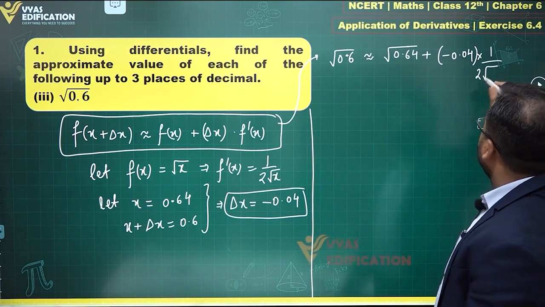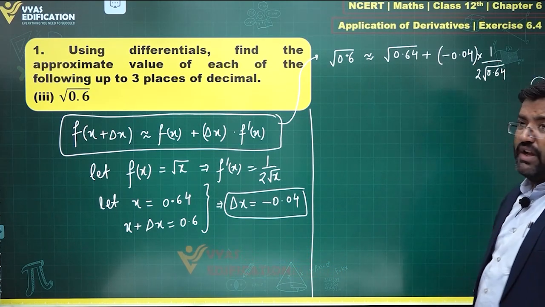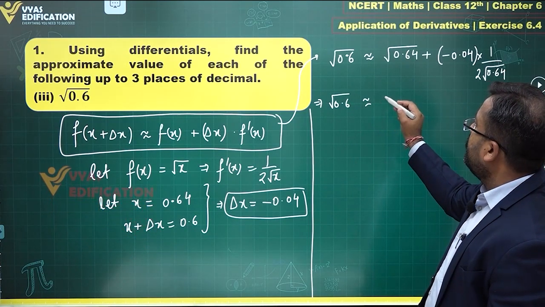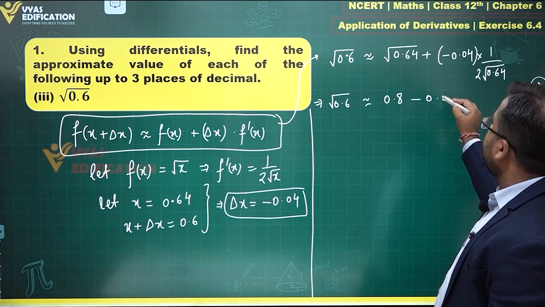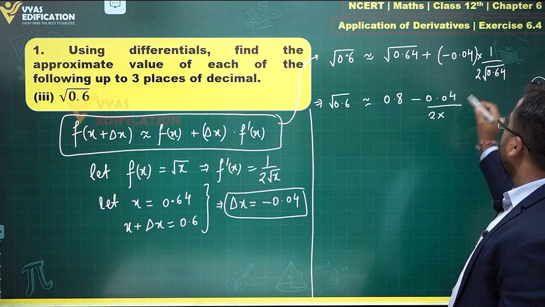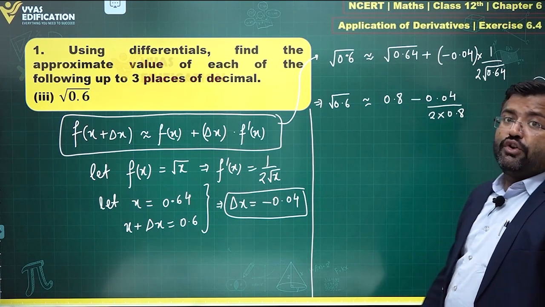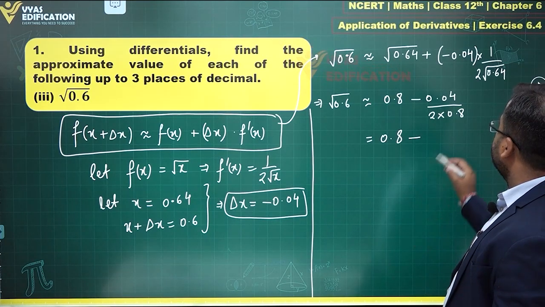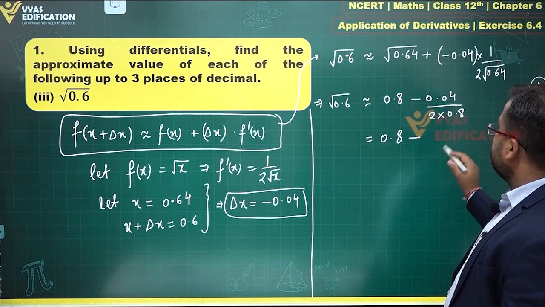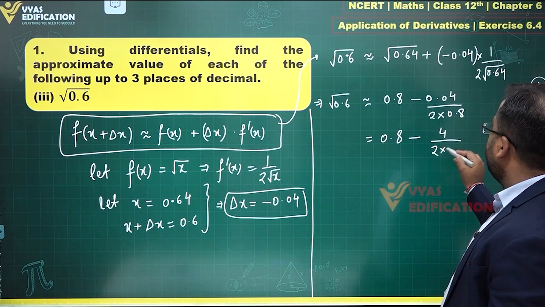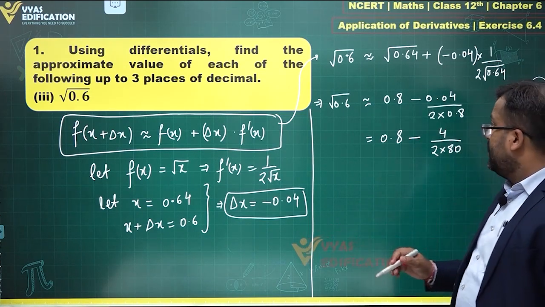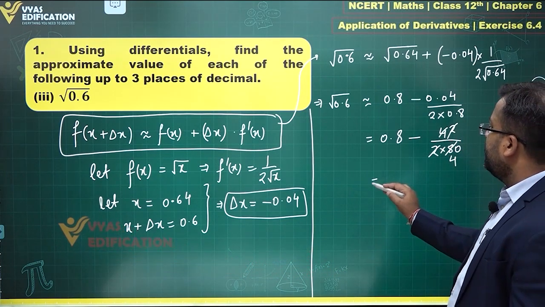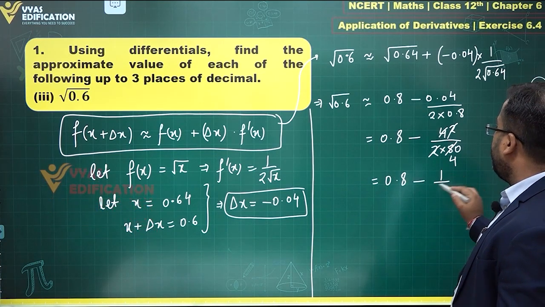What is that? 0.64. As you can observe over here, this is what you get. And this will tell me that the square root of 0.6 is approximately equal to 0.8 minus 0.04 divided by 2 times, what is this? 0.8. This is what you get. And this becomes 0.8 minus, okay, and where does that take us? There are 2 decimal places, right? So this becomes 4 upon 2 into 80, which is 4 upon 160, actually 1 upon 40. So 0.8 minus 1 upon 40 is what I need.